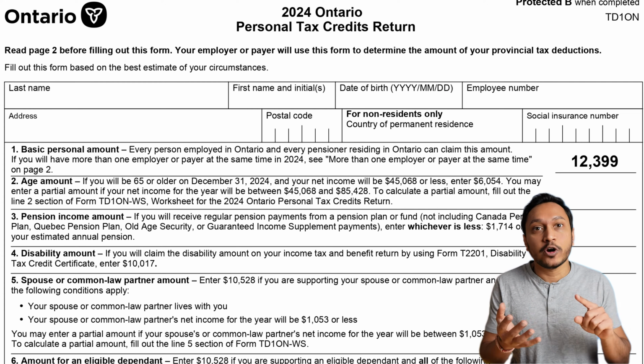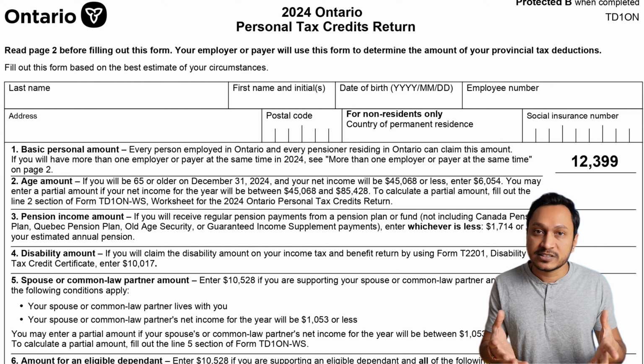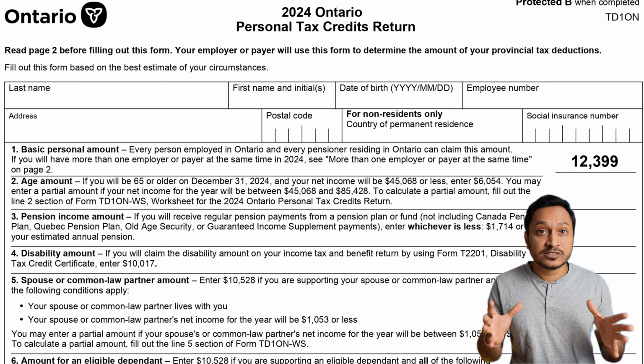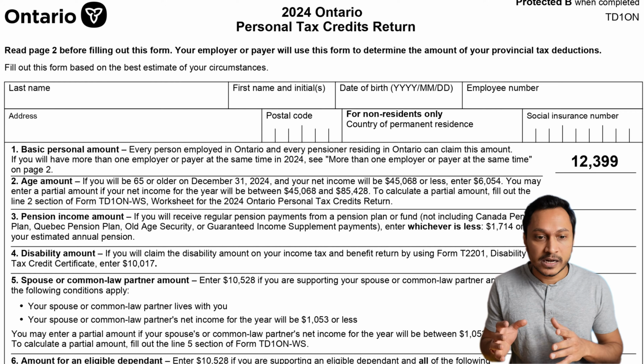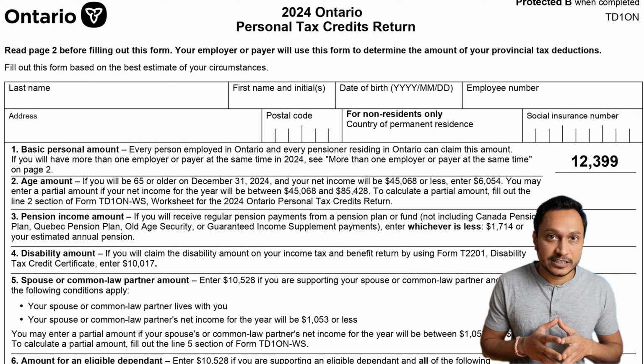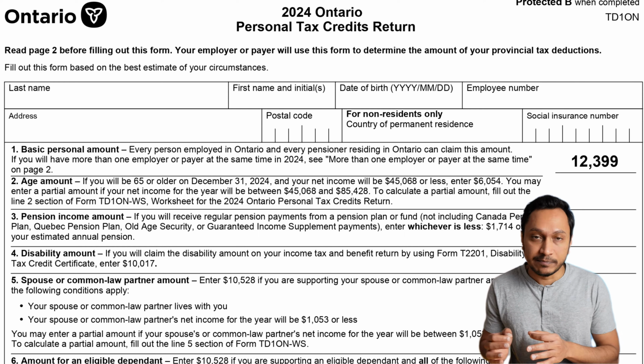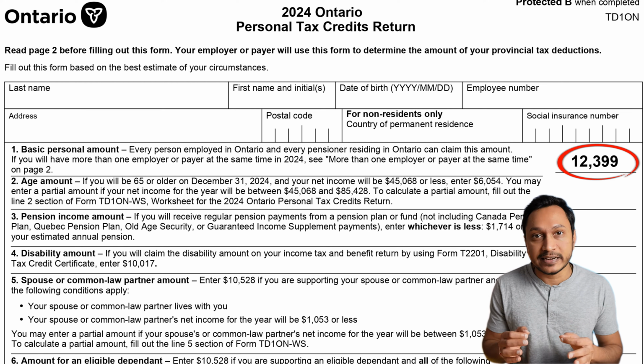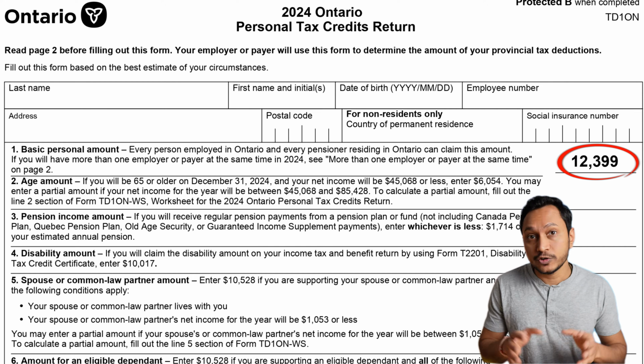Please remember that if you are in a work permit or a study permit, you are still a resident of Canada. The first box in the form is the basic personal amount. Remember that every person employed in Ontario and every pensioner residing in Ontario is eligible to make this claim, which is $12,399 for the year 2024. So you don't have to do anything here.